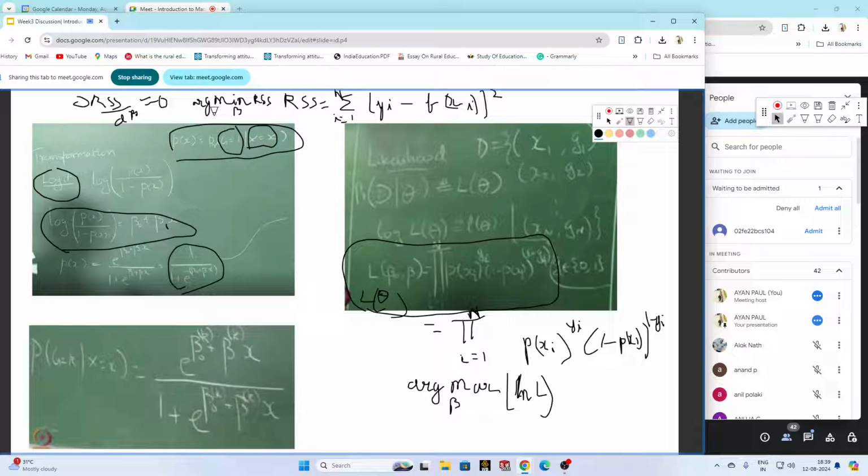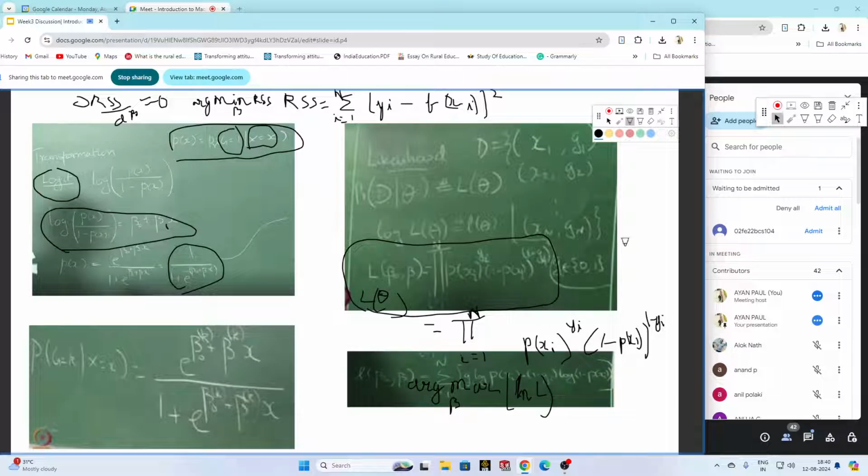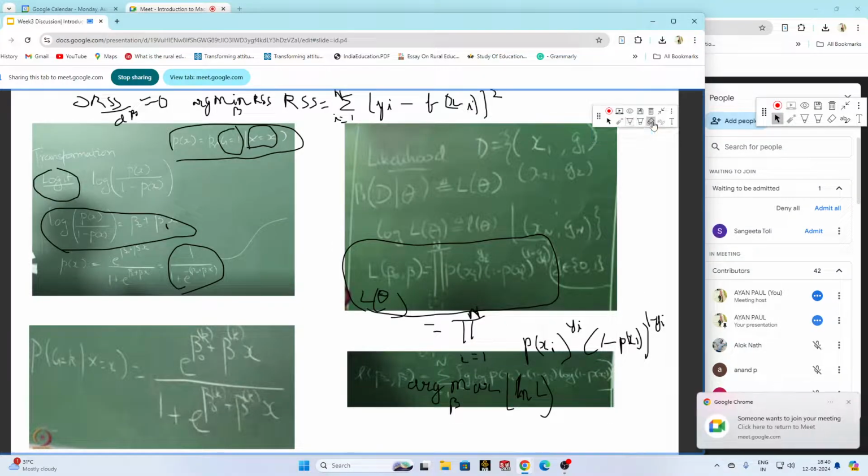Earlier, differentiation of RSS with respect to beta, we would equate to 0 and find the minimum RSS. Here, differentiation of likelihood with respect to beta, so we can find the maximum likelihood. So this is the difference, and this is the formula for your likelihood. Now these things can be written in log form.